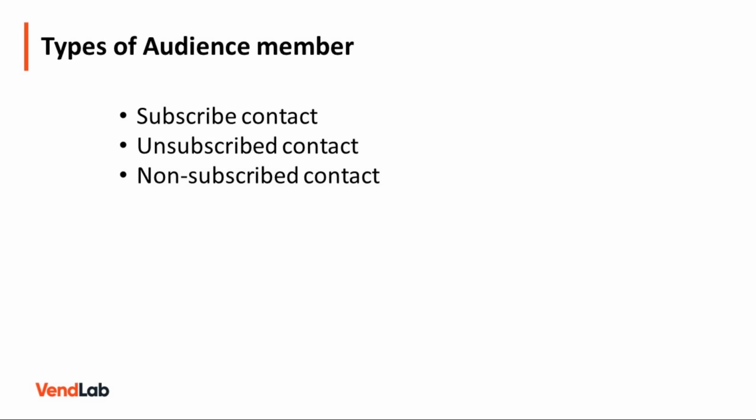There are three types of audience member. A subscribed contact is a person who has opted in to receive your marketing emails. These are people who are actively receiving emails from your marketing campaigns. Unsubscribed contact. This is a person who has opted in to receive your marketing emails but later opted out. And a non-subscribed contact. This is a person who has interacted with your online store but has never opted in to receive your marketing emails.